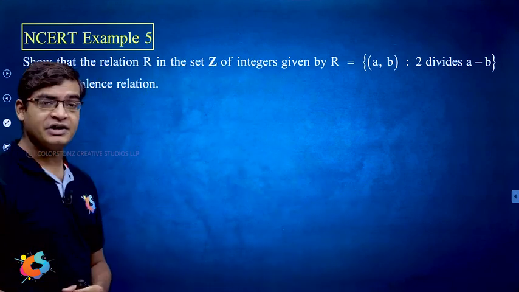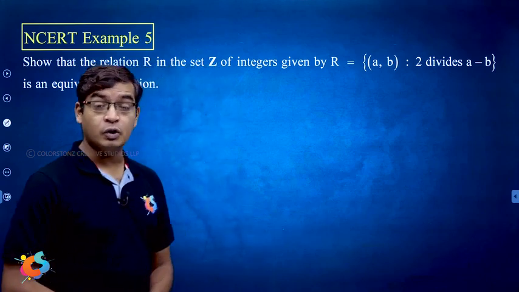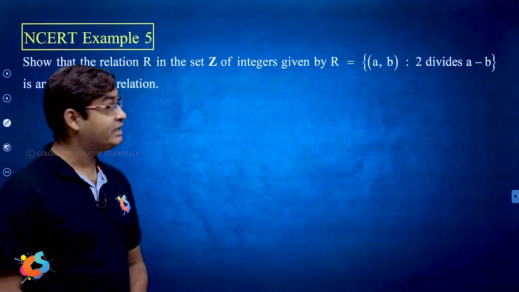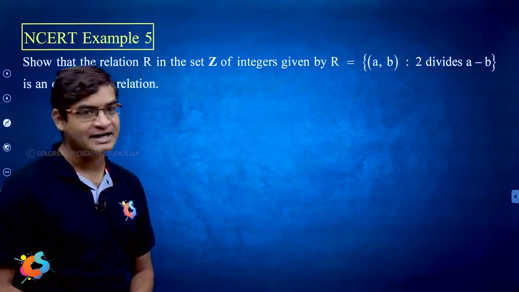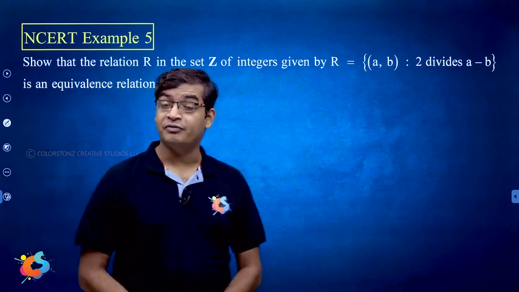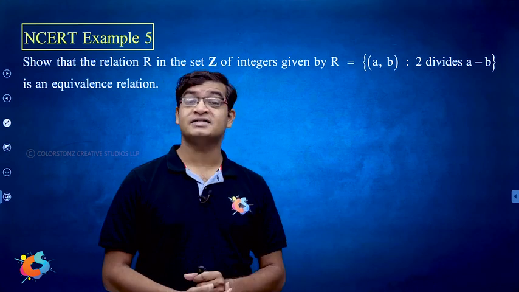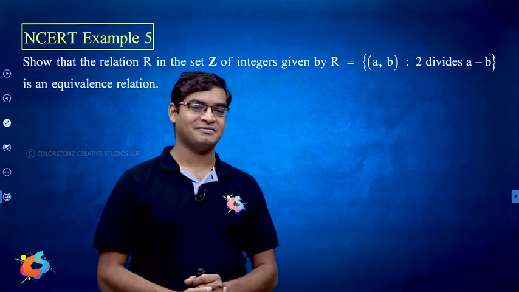So here we have a relation defined on the set of integers, given by R equals (a, b) such that 2 divides a minus b is the condition. So is it an equivalence relation? When do you call this an equivalence relation? When it is reflexive, symmetric, as well as transitive.